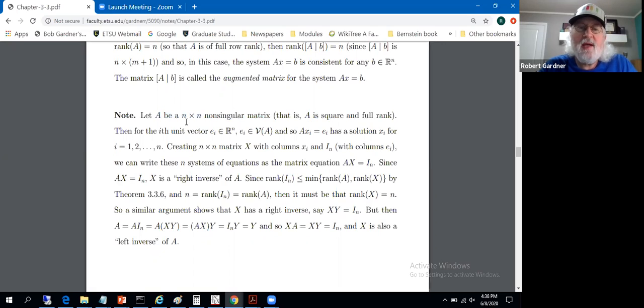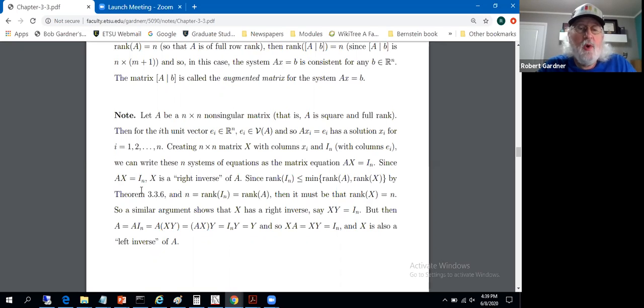We started with A square. We just saw that X is square. Identity matrices are square. So we've got AX equals I sub n. Here's something we can multiply A by on the right to produce an appropriate sized identity matrix. So X is called a right inverse of A. Multiply A on the right by X and get the identity matrix.